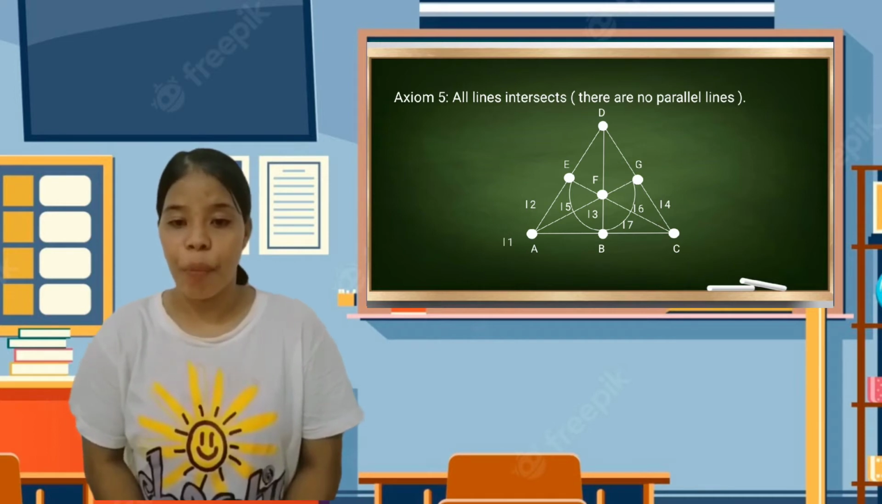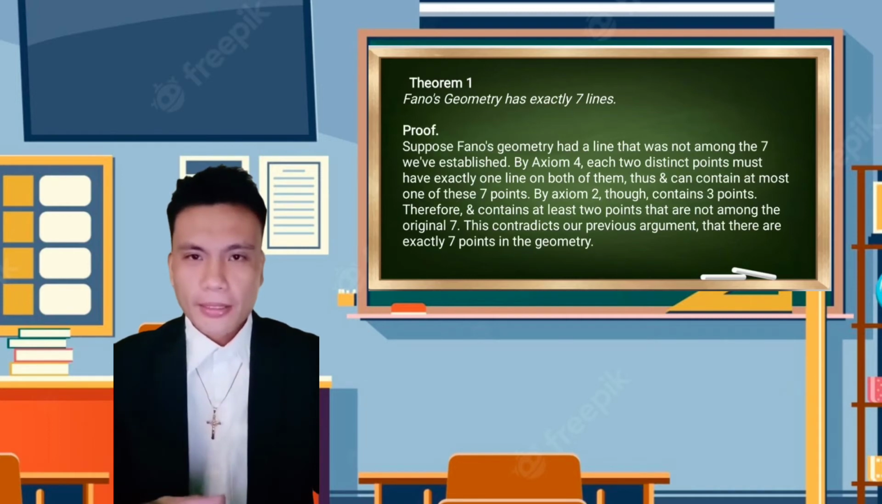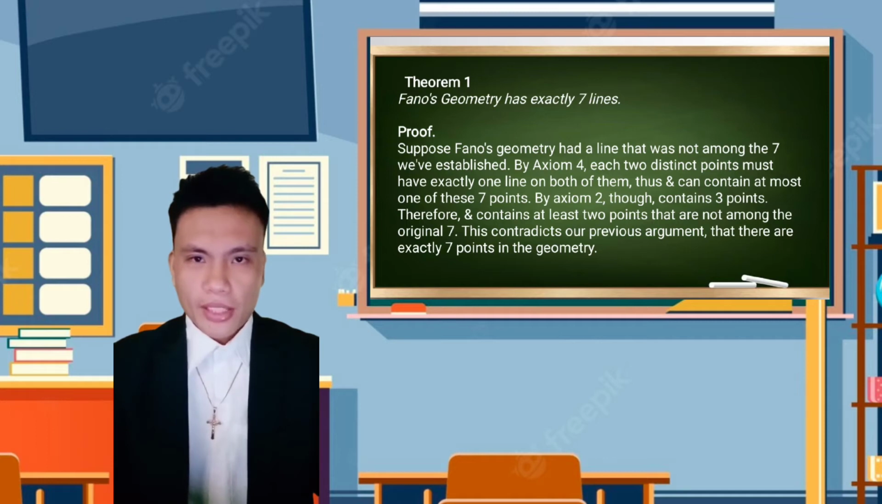That's axiom 5. Fano's geometry has exactly 7 lines. Suppose Fano's geometry had a line that was not among the 7 we've established. By axiom 4, each 2 points must have exactly 1 line. Both of them can contain at most 1 of these 7 points by axiom 2.